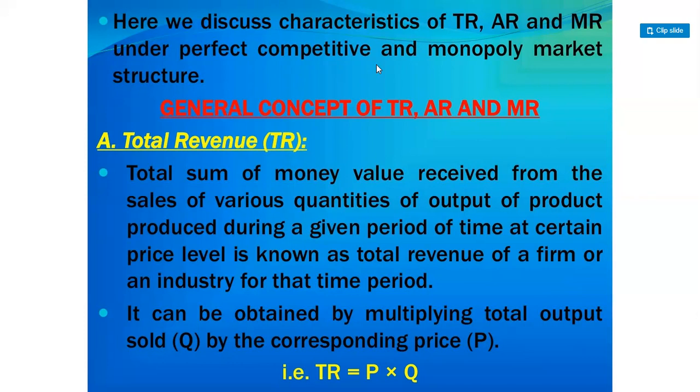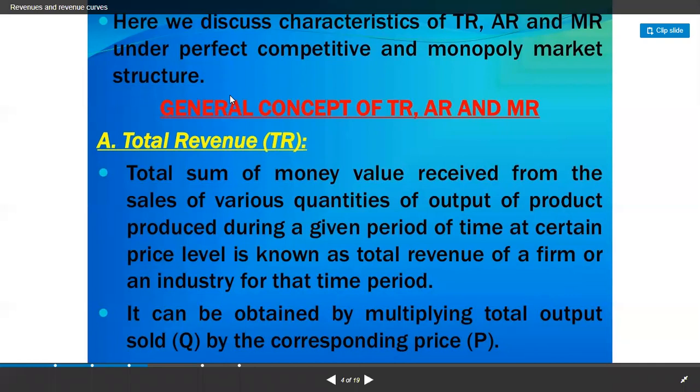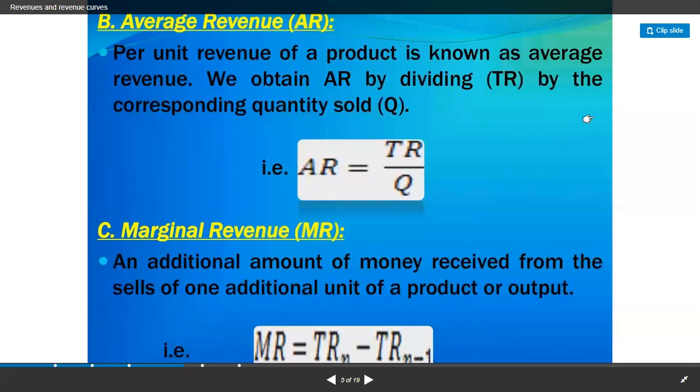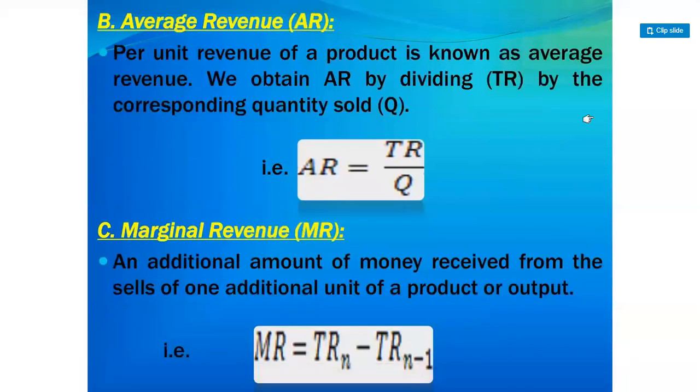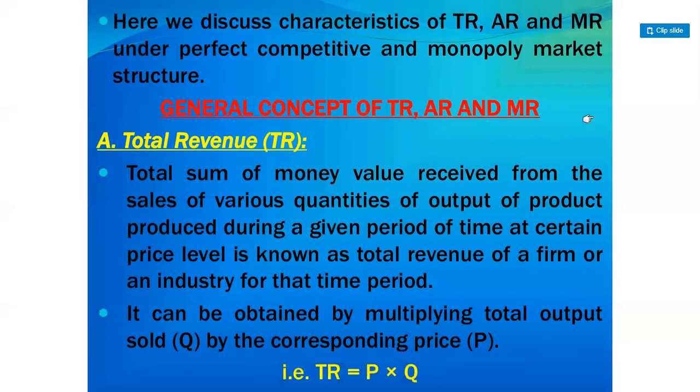So what does this mean? If you want to find the total revenue, what you have to do is just multiply the quantity with the price and you will get the total revenue. So this is the formula of total revenue given here: TR = P × Q.